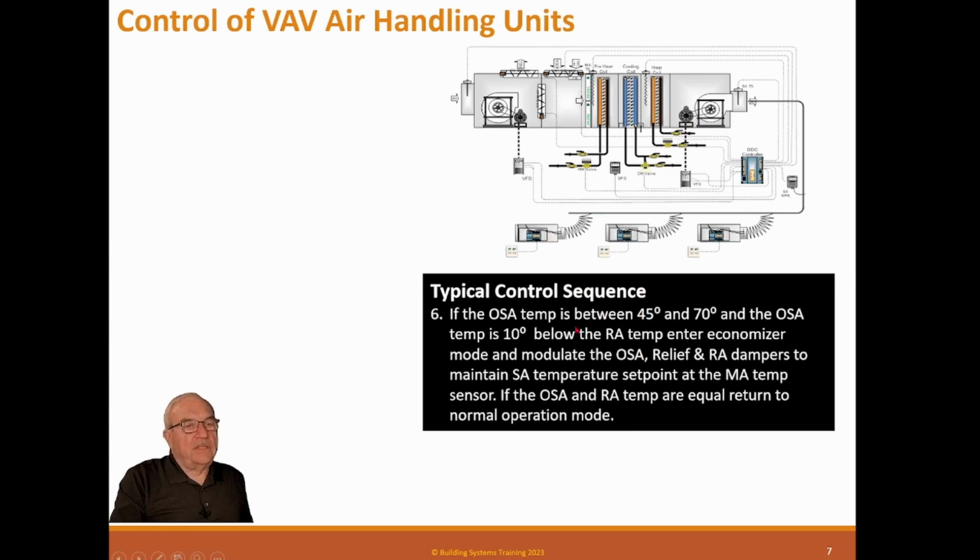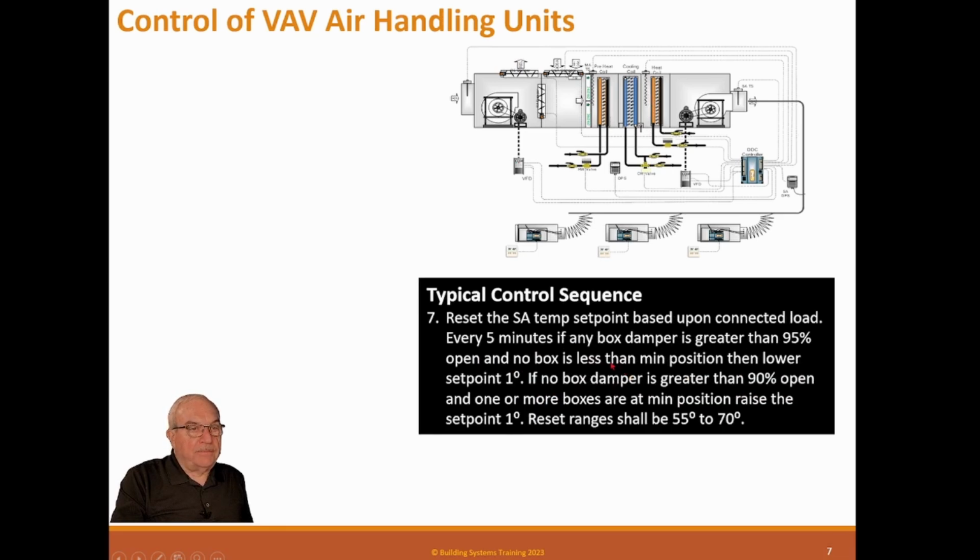And then this is the economizer. If the outside air temperature is between 45 and 70, and the outside air temperature is 10 degrees below the return air temperature, enter the economizer mode and modulate the outside air, relief and return air dampers to maintain the supply air temperature set point at the mixed air temperature sensor, which is this one right here. If the outside air and return air temperatures are equal, return to the normal operating mode.